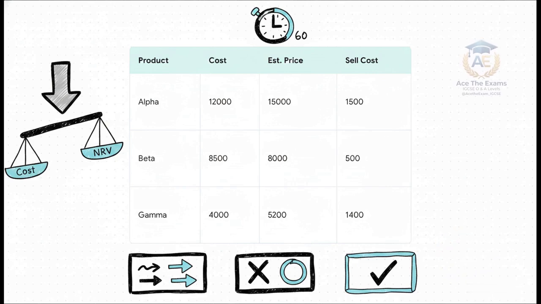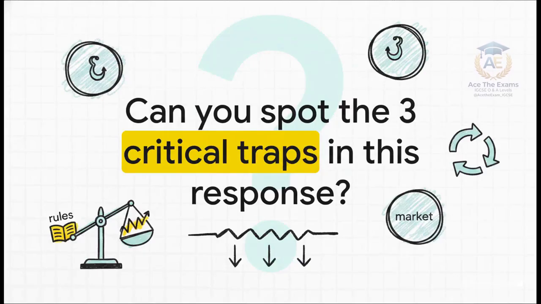This step-by-step extraction and comparison is absolutely vital for securing those AO2 application marks. Excellent work on the math. Now for visual question 2, spot the flaw. I'm going to display a flawed student answer, and your task is to find the 3 critical examiner traps hidden within it. The student writes, the inventory is valued lower because of the rules.